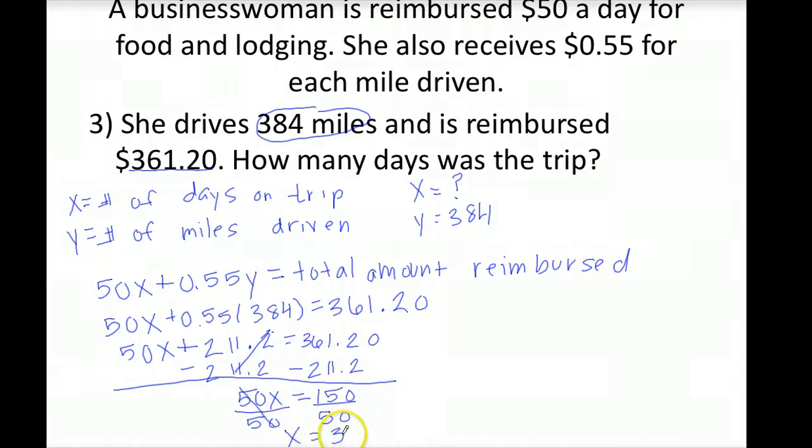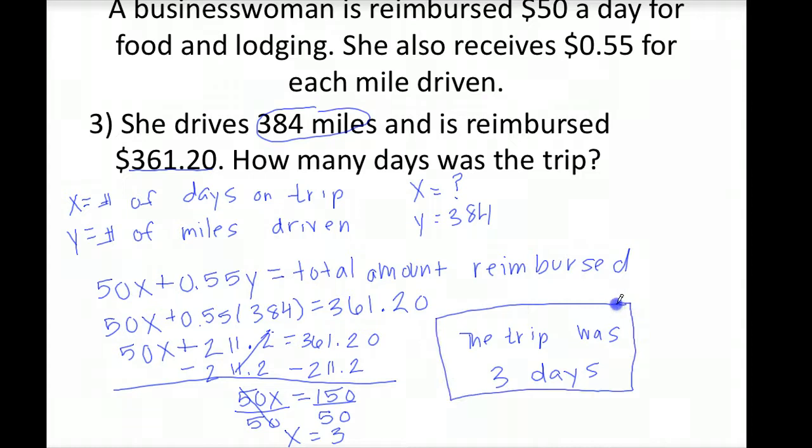Now, we're told x equals 3, but since it's a word problem, we want to express our answer in words. So it's how many days was the trip? x equals 3 doesn't tell us how many days was the trip. We need to express that. So the trip was 3 days, which makes sense that it is a whole number, since she gets reimbursed $50 a day and she was gone for 3 days. So our answer makes sense in terms of the problem.